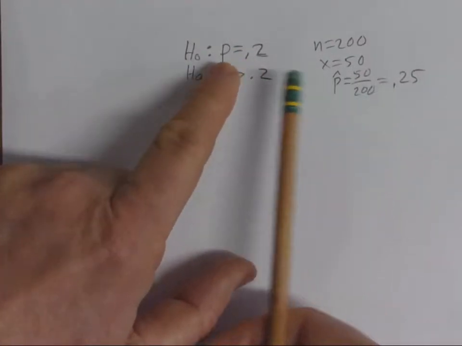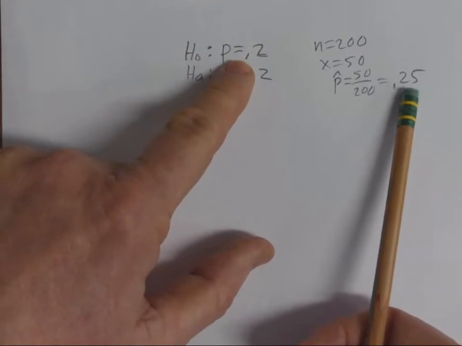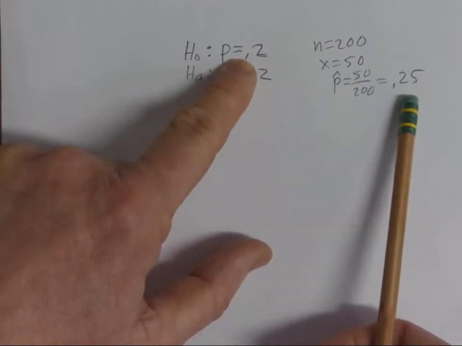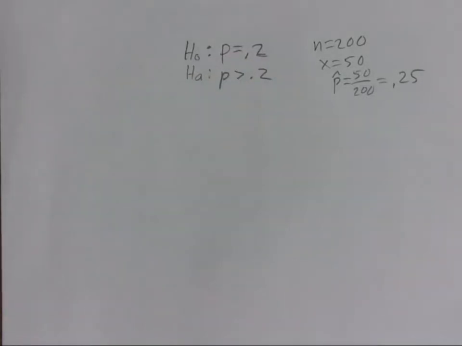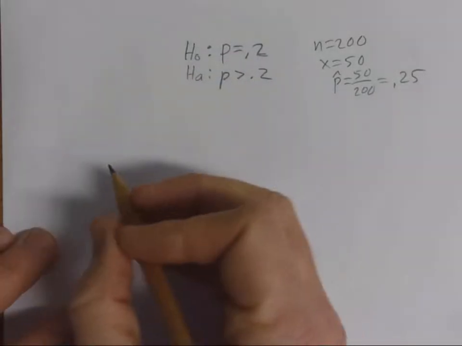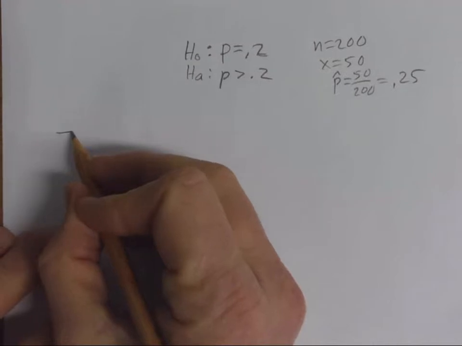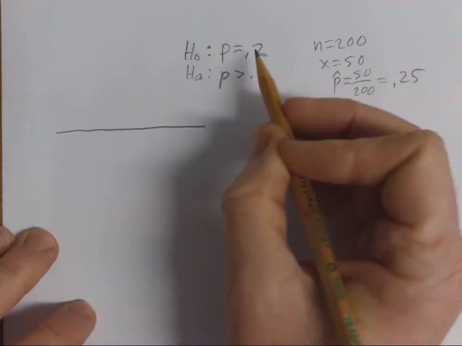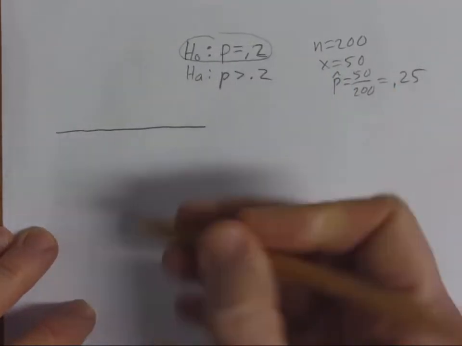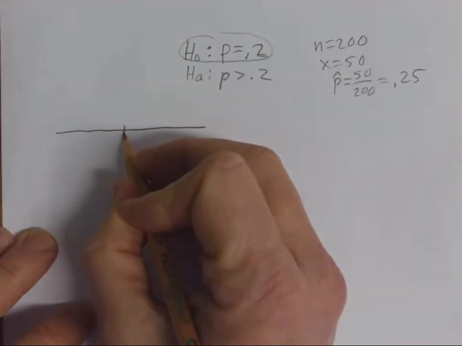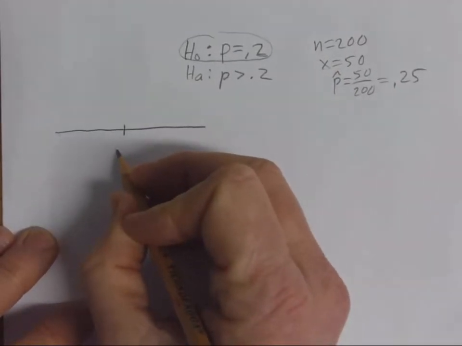Which is certainly different from 0.2. But the question is, is it statistically significantly different? Or is it plausible that this difference is due to sampling variability? It looks like it may have gone up, but maybe that difference is just due to chance. And so what we did in Chapter 7 is we had the concept of a sampling distribution. If we assume the null hypothesis is true, if we assume this 20% figure is right, here's what my sampling distribution will look like. It'll be centered around 0.2.